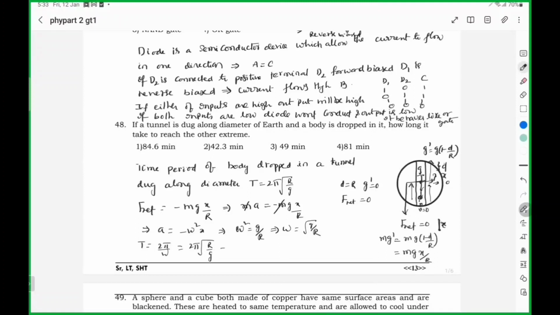which is 2 pi root of r by g, which is 2 pi, radius 6,400 kilometers. So 2 pi into 80 into 10 seconds, which is 84.6 minutes. But here it reaches the other extreme, that is not completing one revolution, only to move from A to B, half of the time period, which is equal to 42.3 minutes.